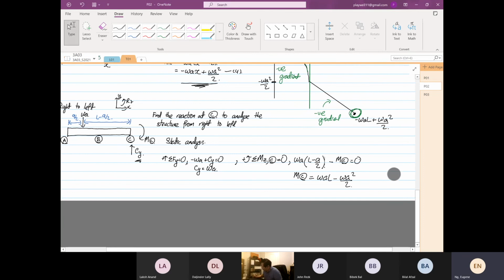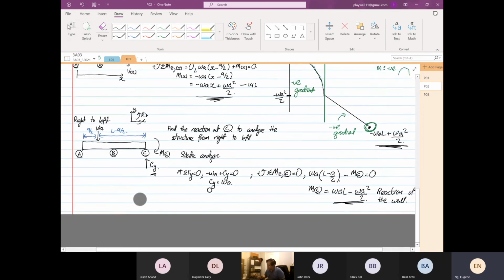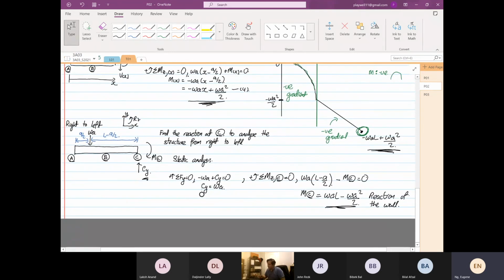You'll ask yourself, why is this opposite, Eugene? Because this is the reaction of the wall. The built-in wall is doing a counter reaction. So you will realize that the magnitude is exactly the same, but the direction changes. That's why in a cantilever beam, the structure is not rotating. In a simply supported, it is rotating.